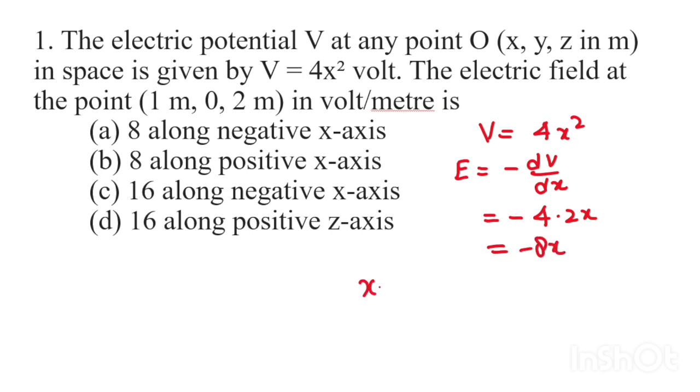Now the value of x equal to 1 meter. So the value of electric field equal to minus 8 into 1, that is equal to minus 8 volt per meter. So the magnitude is 8 and direction is negative x-axis. So correct option is A.